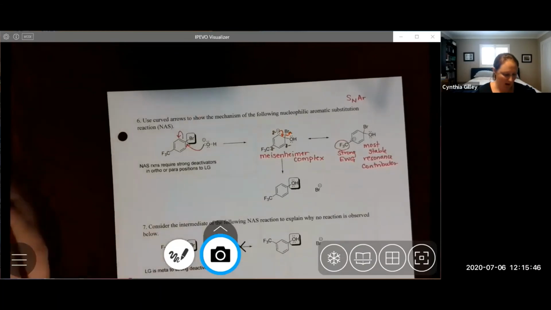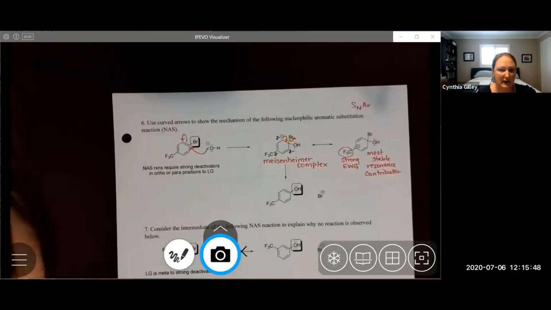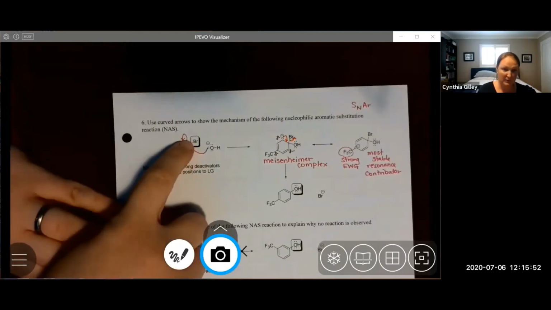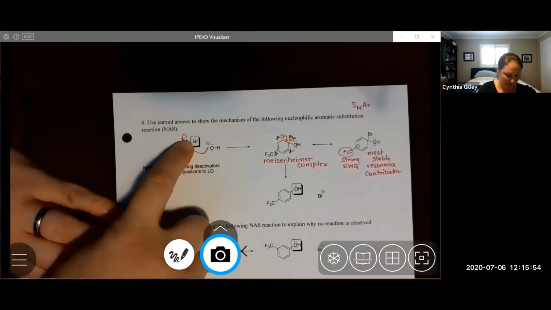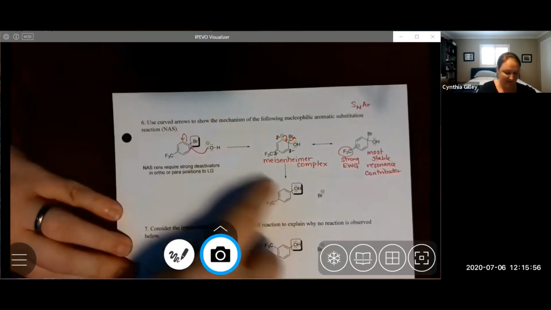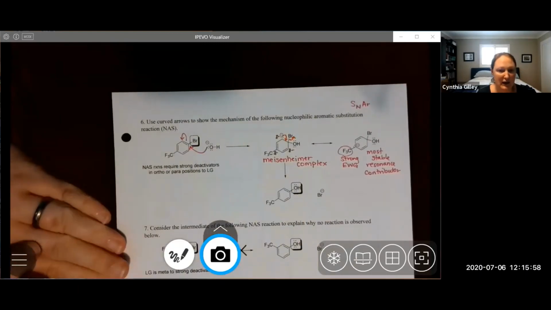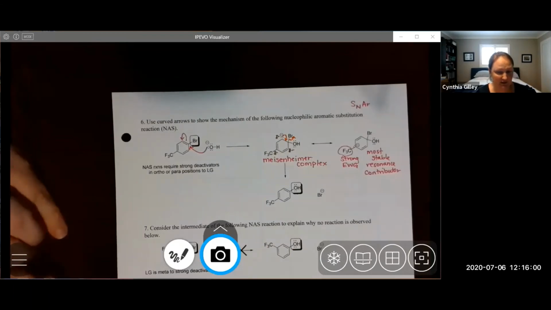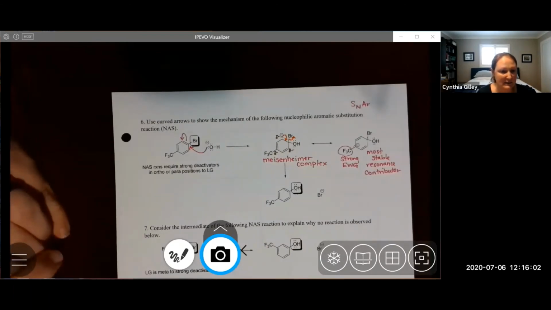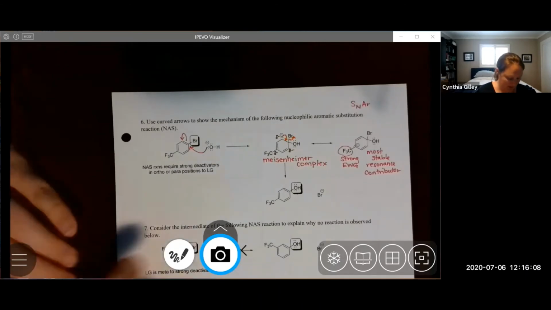And what are the requirements for a nucleophilic aromatic substitution reaction? You have to have a leaving group, because note, you are actually kicking out a leaving group. That's very different from an electrophilic aromatic substitution reaction. In an electrophilic aromatic substitution reaction, we replace a hydrogen, right? So that's very different than an actual good leaving group.